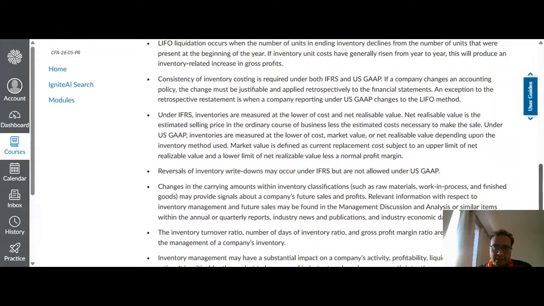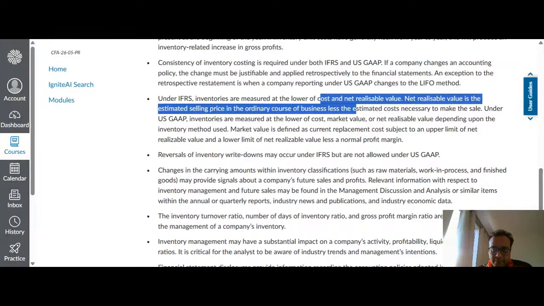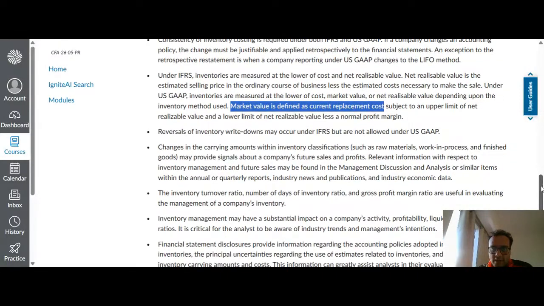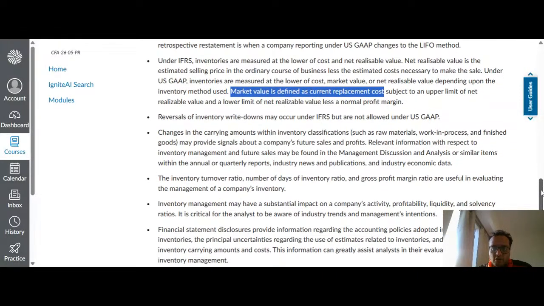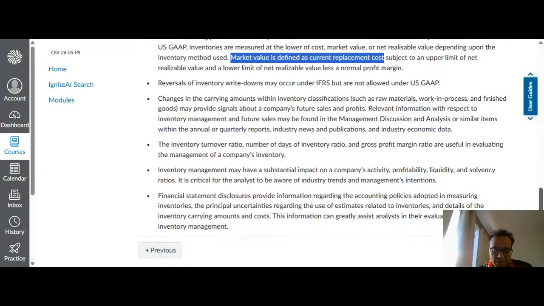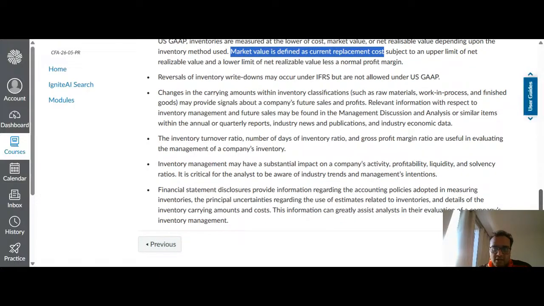Consistency of inventory costing is required under both IFRS and US GAAP. Under IFRS, inventories are measured at the lower of cost and NRV. Under US GAAP, inventories are measured at the lower of cost and NRV or market, depending upon the inventory method used. Market value is defined as current replacement cost, subject to an upper limit of net realizable value and a lower limit of NRV less normal profit margin. Reversal of inventory write-down is allowed under IFRS but not under US GAAP. Changes in carrying value within inventory classification should be disclosed.